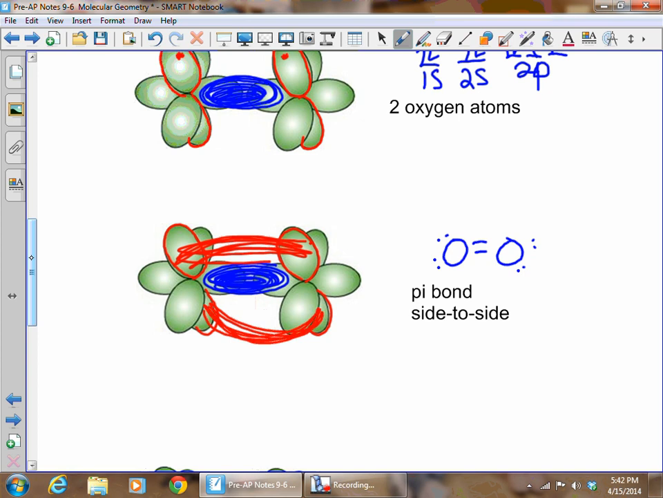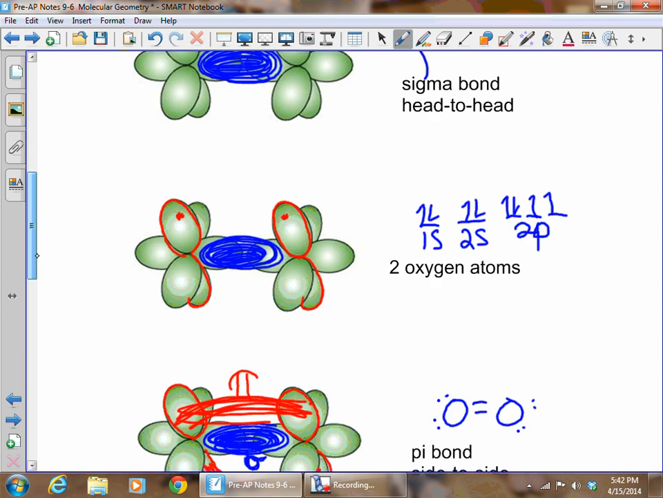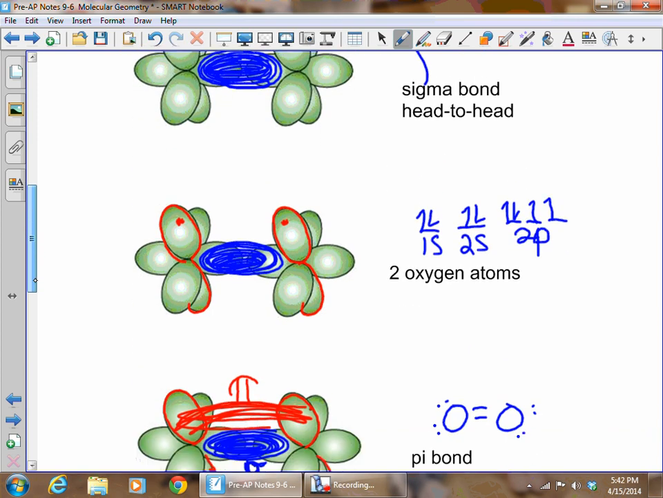A pi bond is going to look different than a sigma bond. A pi bond is going to have that blended area across the top and the bottom. Together, that's one pi bond. And then, of course, in the center here, we have the sigma bond. It's not a very good sigma. So there's a double bond. A double bond consists of one sigma and one pi bond. One sigma, one pi. Up here, in the fluorine atoms, remember, there is one sigma bond only.